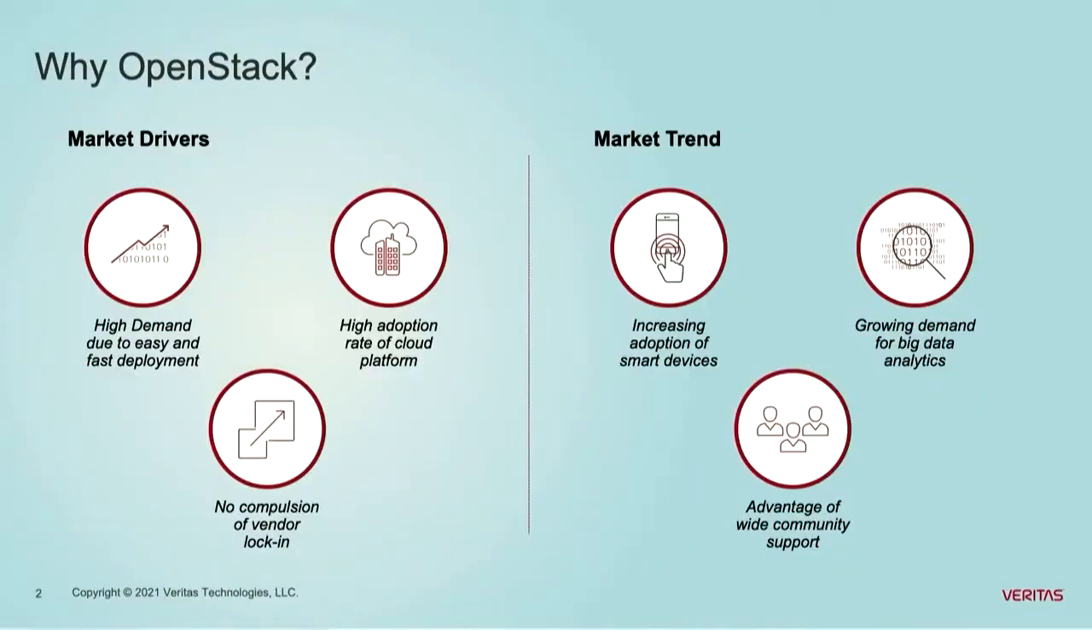Some of the market trends are the increasing adoption of smart devices. We have billions of smart devices out there generating an immense amount of information. This information is really hard and really expensive to put into a public cloud. When you start talking about petabytes of data and thousands of VMs, it really makes sense to start looking at a private OpenStack cloud that gives you the flexibility to take advantage of all of that data.